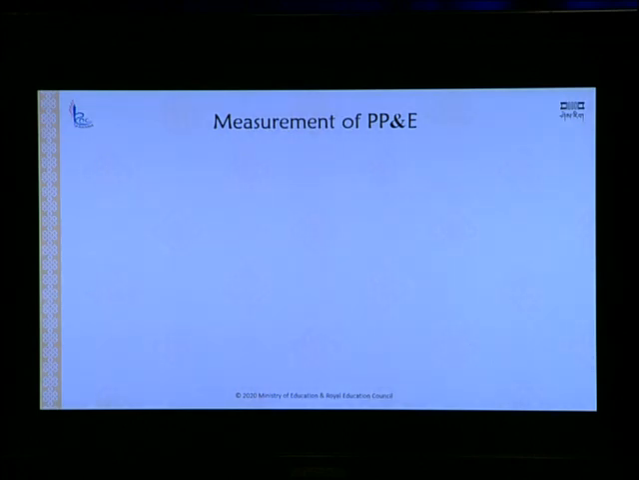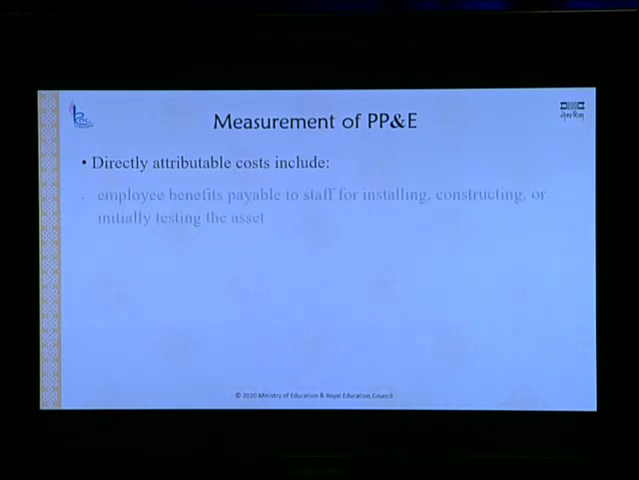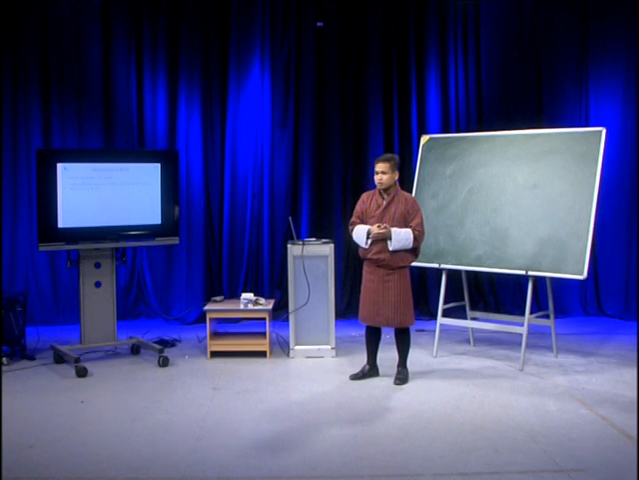Let us see furthermore into measurements of PPE. Now, let us see what do we actually mean by directly attributable cost. Directly attributable cost includes employee benefits payable to staff for installing the machines. When they bring them from the supplier, it will be in many different parts. The staff or the workers will install and bring it together, or we may call it assemble it together, or constructing, which here means constructing of buildings, or initial testing of the assets. So, all those benefits paid to these employees for the respective jobs should also be added to the cost of the item.